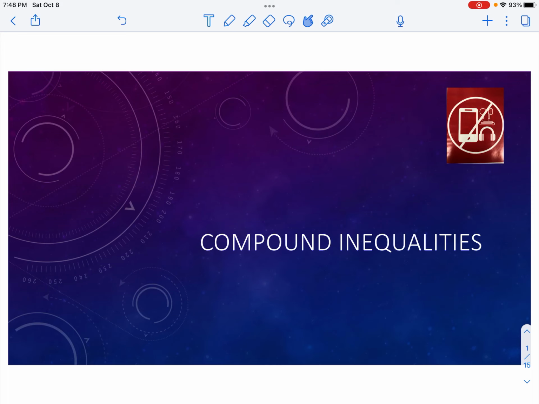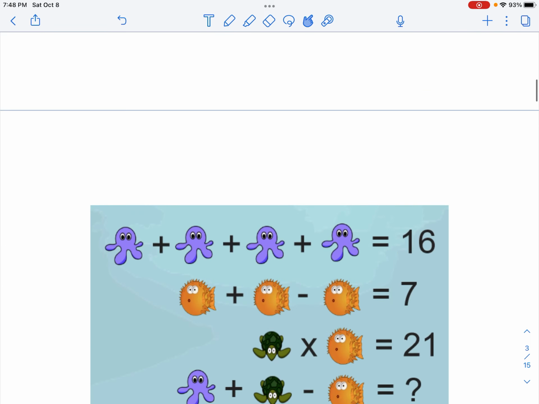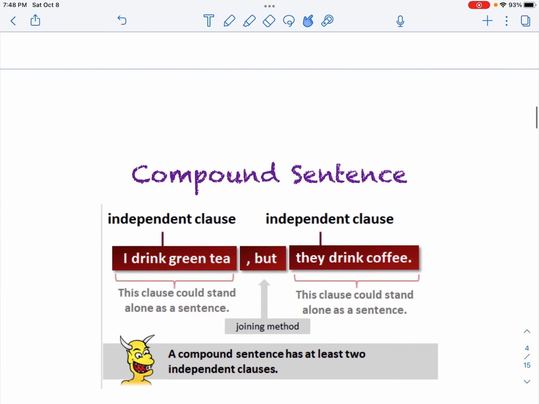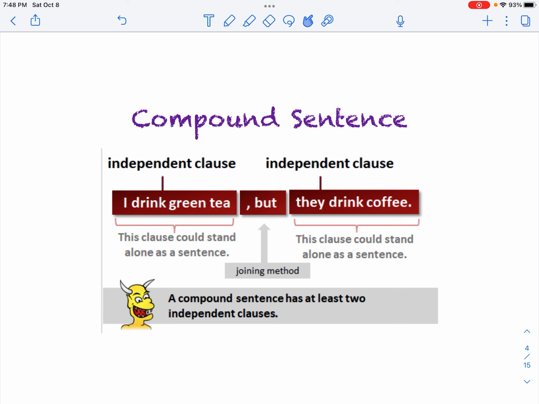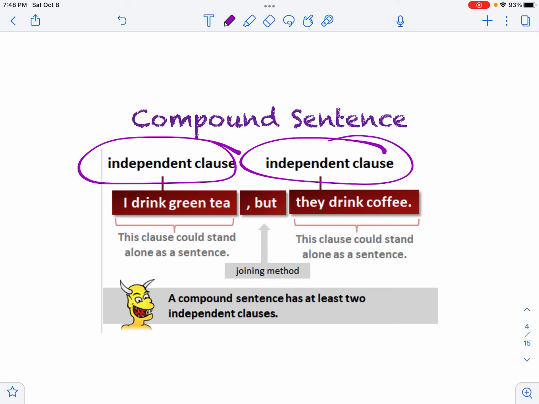Okay, so today we're going to talk about compound inequalities. All right, a compound sentence in English has two independent clauses, right? You can see in here, I drink green tea, and then they drink coffee. And it's joined by this right here, in this case, the word but. So those two clauses could stand alone as a sentence, and they're put together to form a compound sentence.